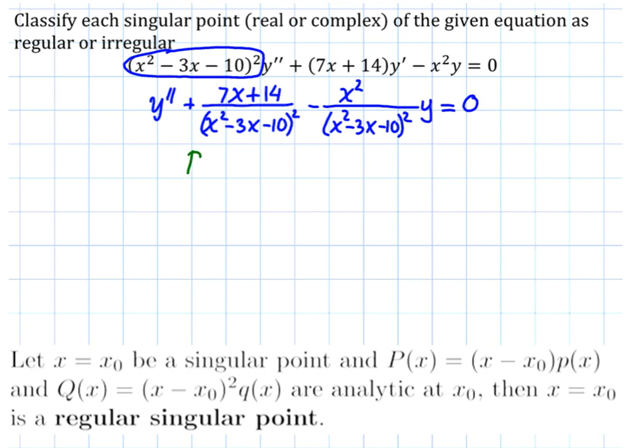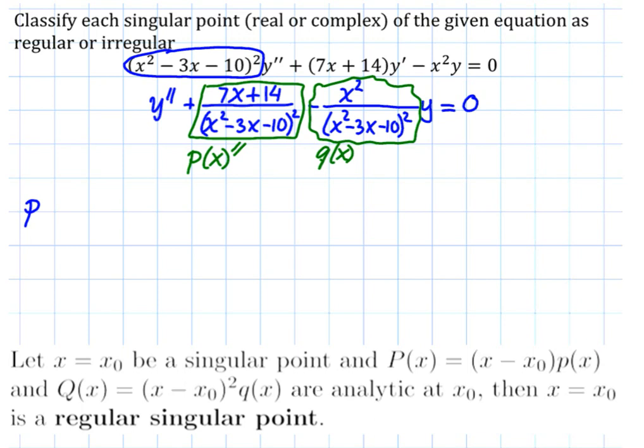We will have p of x is this, and then q of x is that. Now if p of x and q of x are not analytic, then we have the singular points. So if p of x or q of x are not analytic, then we have a singular point.